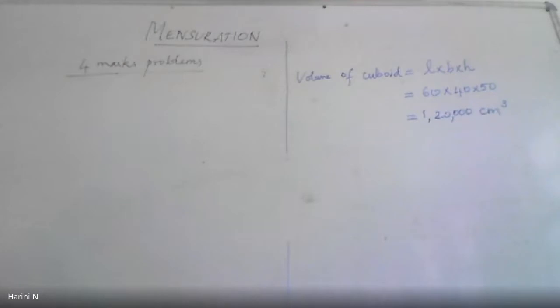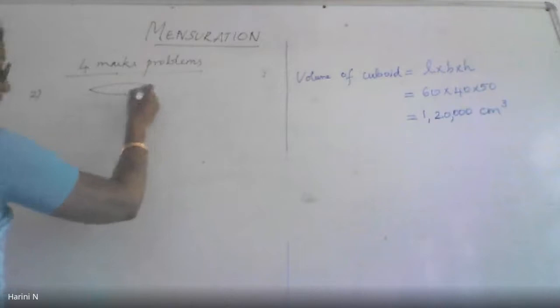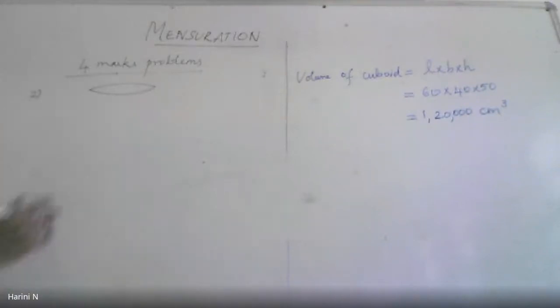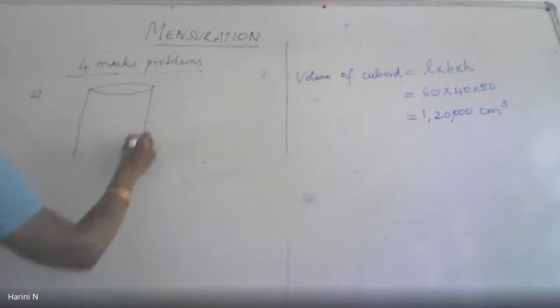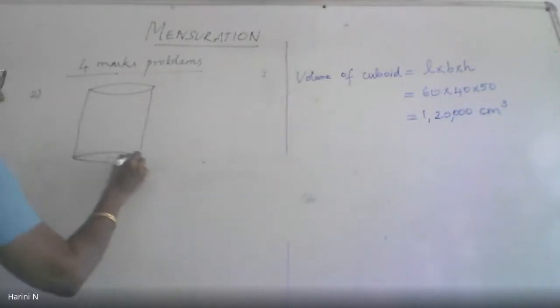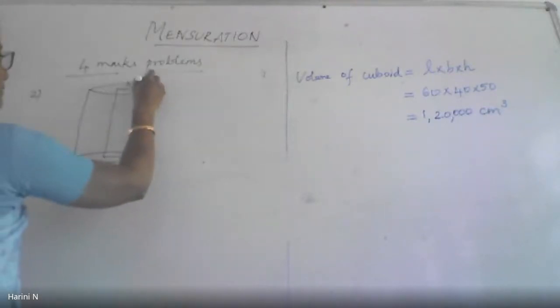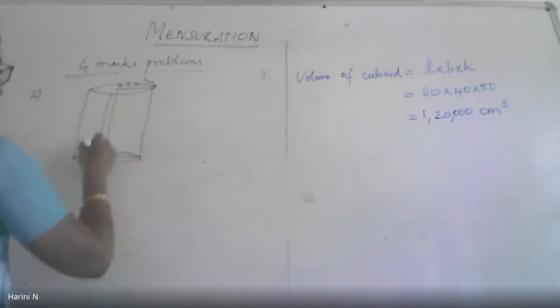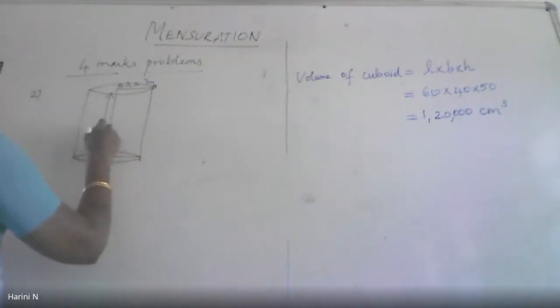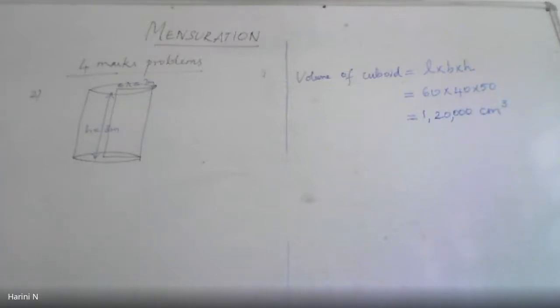Now first let us imagine the cylinder properly. It is said there is a closed cylindrical container. So it will look something like this. It will have a radius and it will have a height. The radius is given as 7 meters and the height is given as 3 meters. Now what is the area of metal sheet which will be required to make this cylinder?